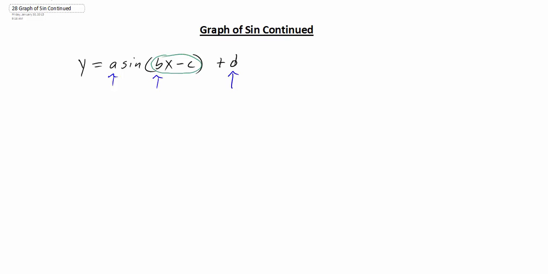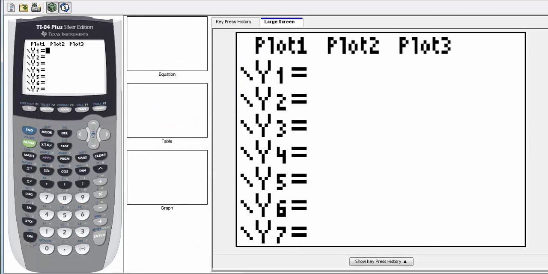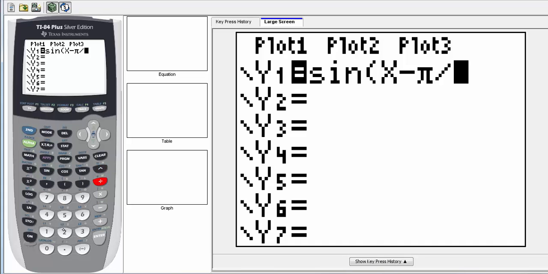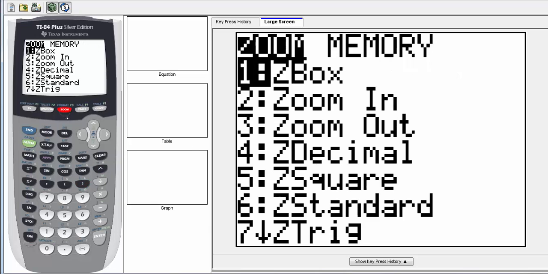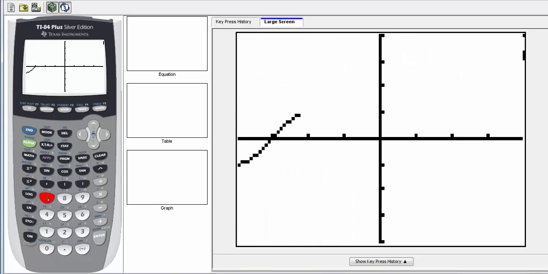So if we look at an example here, we will look at y equals the sine of x minus pi over 2. If we look at the graph of this function, we can type in y equals the sine of x minus pi divided by 2, close the parentheses, and I'm going to go to zoom 7, which is zoom trig, and we have our graph. At first it looks like there's not a whole lot of difference here, but if we look closely, the graph has moved.